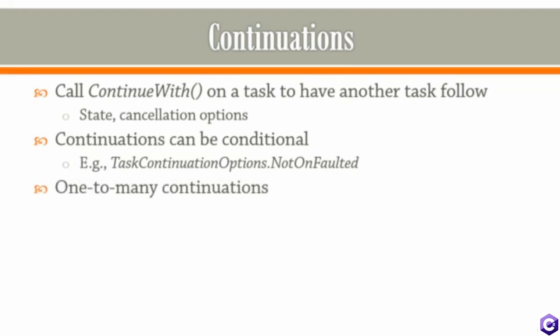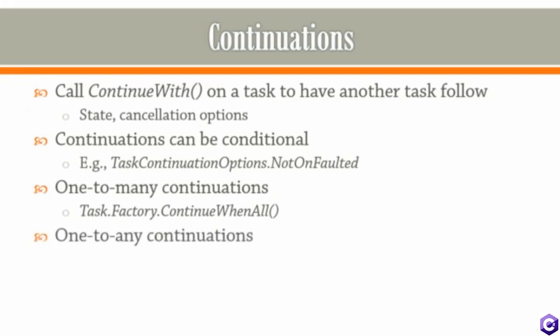Then we looked at different ways of arranging continuations. We had this idea of one-to-many continuations. Basically, you only continue when all of the dependent tasks are complete. And we also had a one-to-any continuation. That is the idea that we basically wait on any of the tasks to be complete in order to continue from this task.